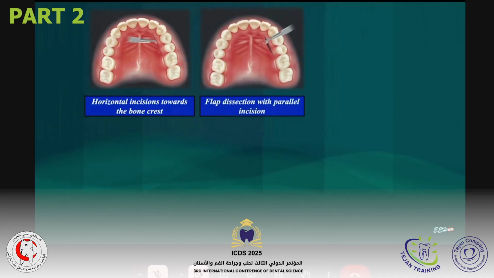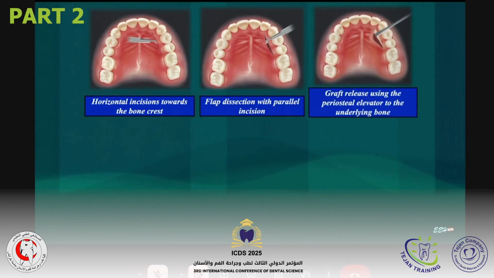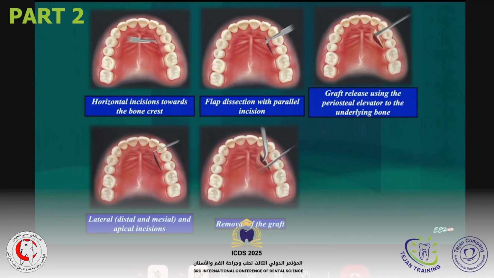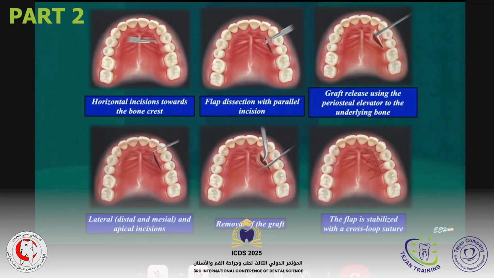How to do this? With our scalpel, we make a horizontal incision toward the bone crest, flap dissection with a parallel incision, graft release using the periosteal elevator to the underlying bone, and after lateral and apical incisions, we remove our graft and we give a cross loop suture. It's very important to do several cases like this to gain mastery.